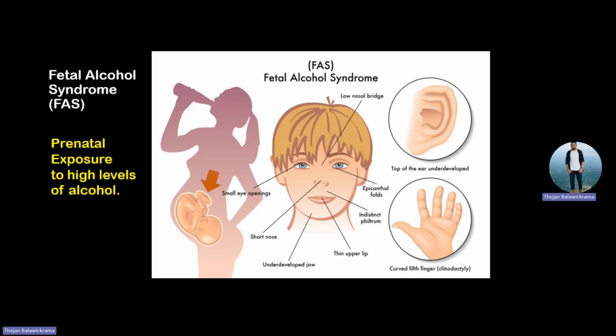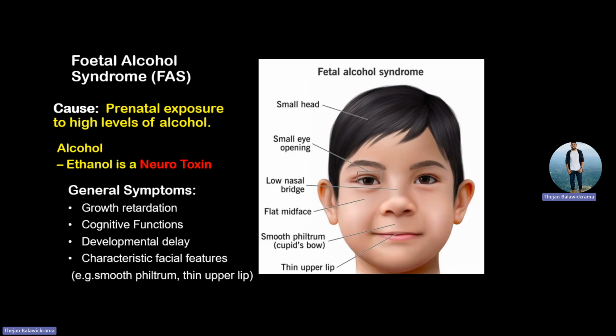What is the alcohol that you know? The alcohol we know is basically ethanol. Ethanol is what makes any alcohol. Ethanol is neurotoxic. Neurotoxic means it basically affects the nerves.